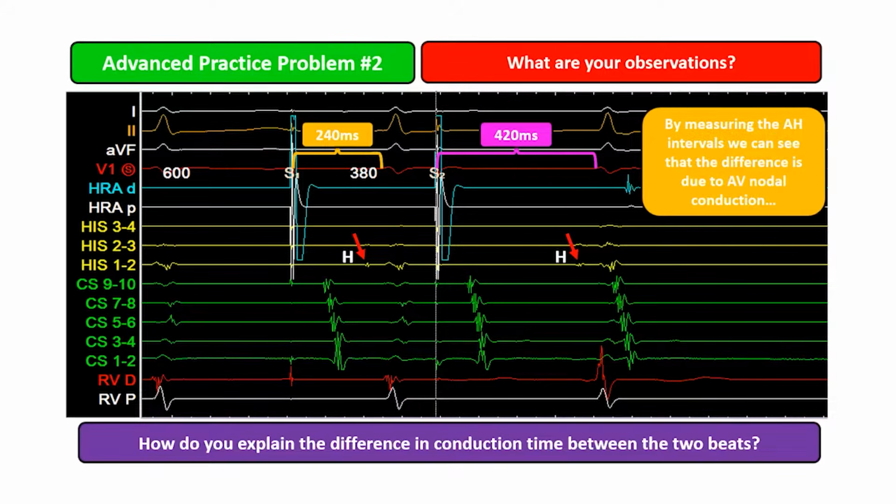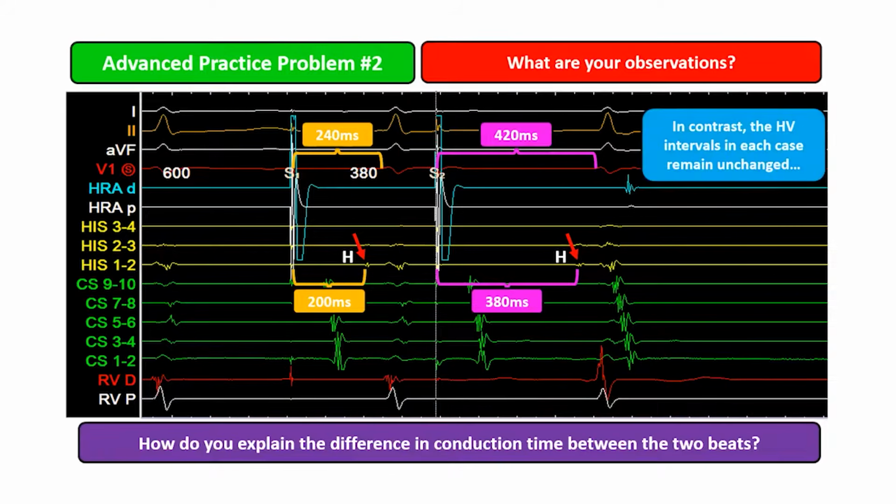And by measuring the AH interval in each of the beats, we can see the difference is due to AV nodal conduction delay. Our AH interval, when we're pacing at a constant drive train cycle length of 600 milliseconds, is 200 milliseconds. But after delivery of a PAC, we can see that the AH interval jumps out to 380 milliseconds. In contrast, the HV interval in both of these cases remains unchanged.